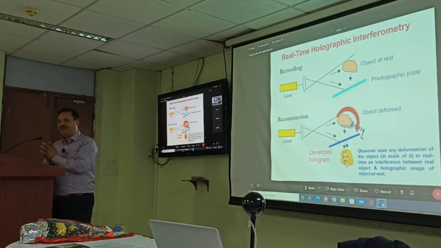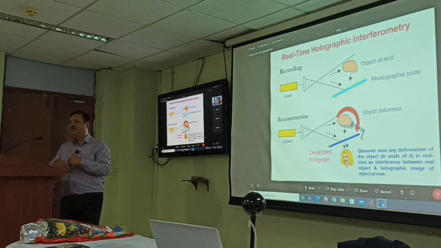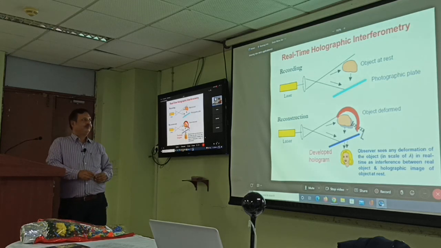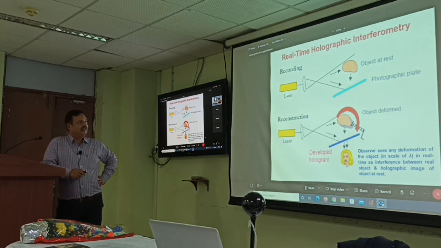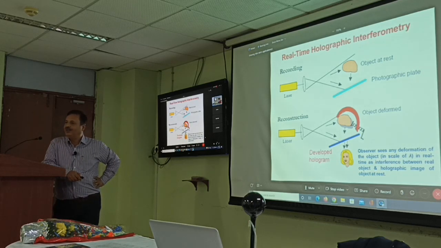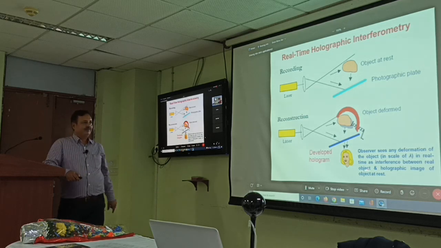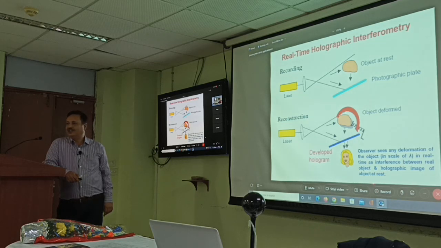So this is a disadvantage with this one, but there are techniques by which those disadvantages can also be resolved. So this is the real-time holographic interferometry. You have the recording: this is the laser, this is the object at rest. You capture it on the photographic plate, and for reconstruction, this is the developed hologram, and then you can see the deformation in the object. The observer sees any deformation of the object that is on the scale of lambda, in terms of wavelength only, very minute changes, in real time, as interference between the real object and the holographic image of the object at rest.